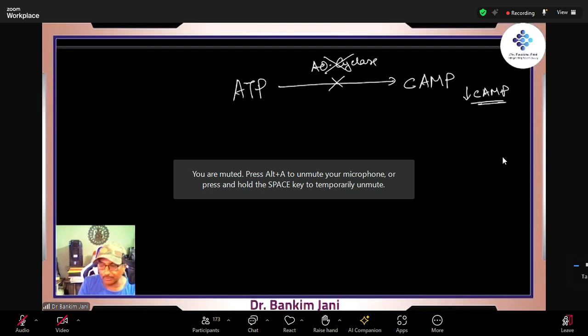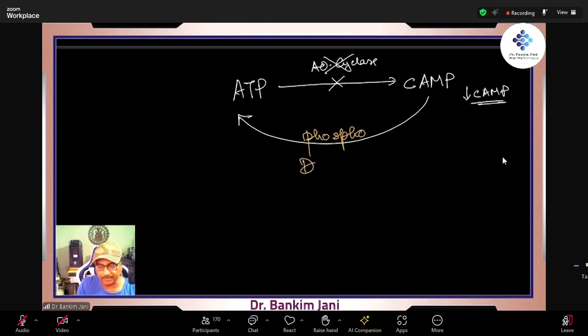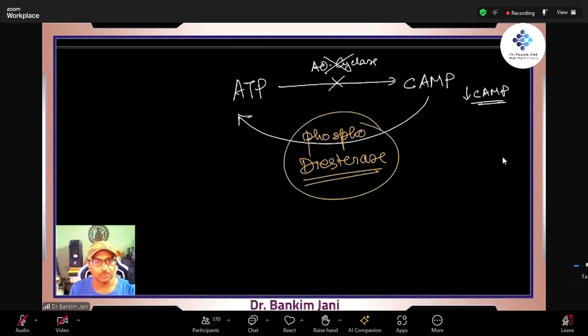But the cyclic AMP which is already present has to be taken back. What about those cyclic AMPs already present? So that is why one more enzyme is called phosphodiesterase. When phosphodiesterase acts, it puts cyclic AMP back, in fact converting it into AMP, adenosine monophosphate. Very lazy, it just can't work. So this was active, and this phosphodiesterase will put it into AMP.